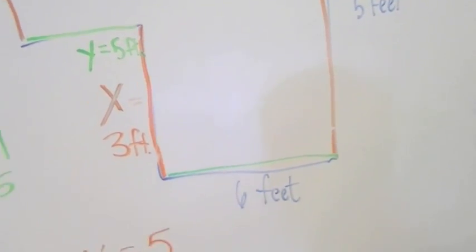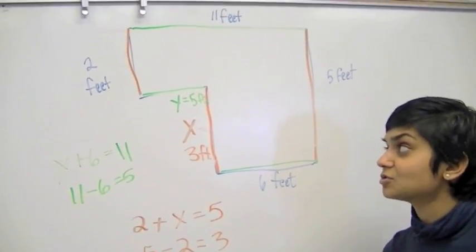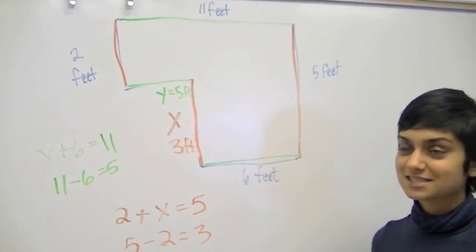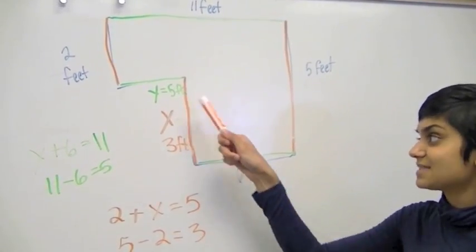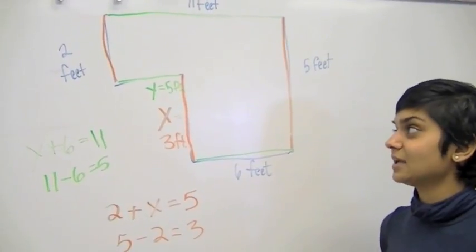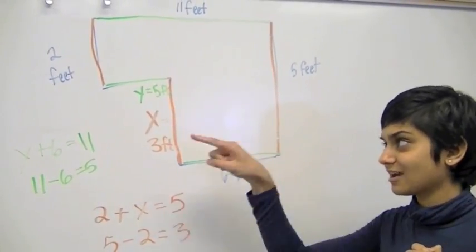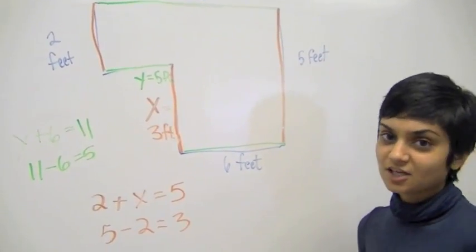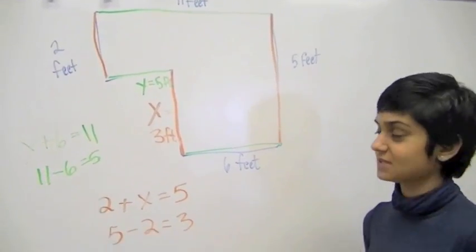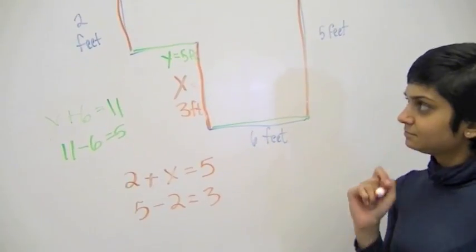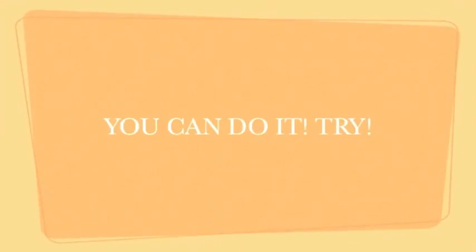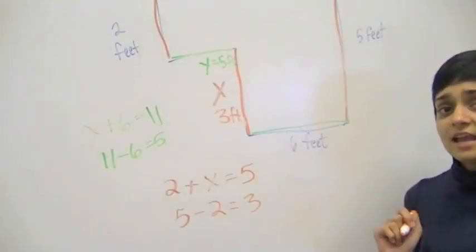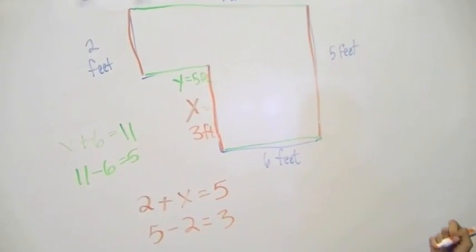Now, to determine how much fencing we need, we are going to need to find the perimeter of this entire shape. Now that we have the missing sides, we can very easily use the formula for perimeter, which is to add all of the sides together to find out what the perimeter is. Pause the video to see if you can find out what the perimeter is on your own. Now you can check your work with mine to see how you did.